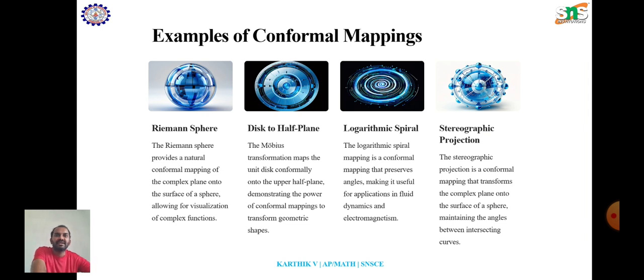Examples of conformal mapping. First one is a linear transformation. Transformation W equals Z plus A, where A is a complex constant. Next one, scaling. W equals AZ, where A is a complex constant. This scales the plane by a factor of modulus A and rotates it by the argument of A. Rotation. W equals e power i theta into Z, where theta is the angle of rotation.